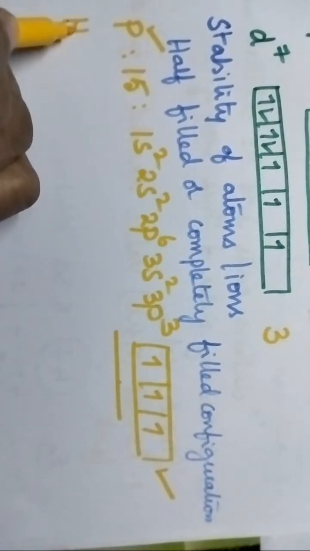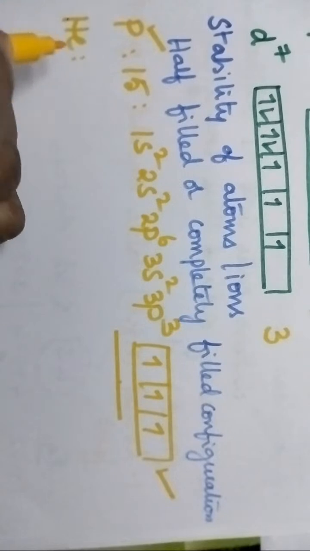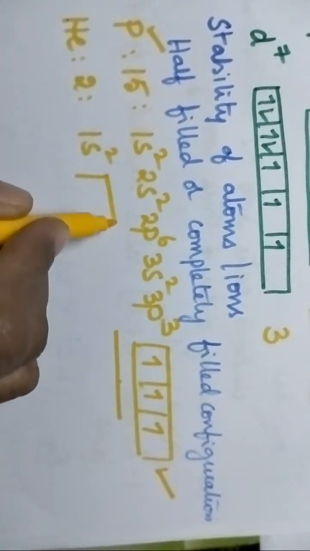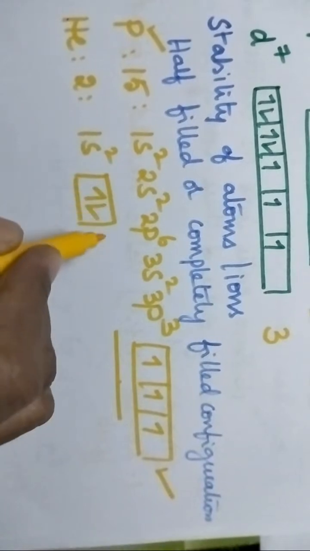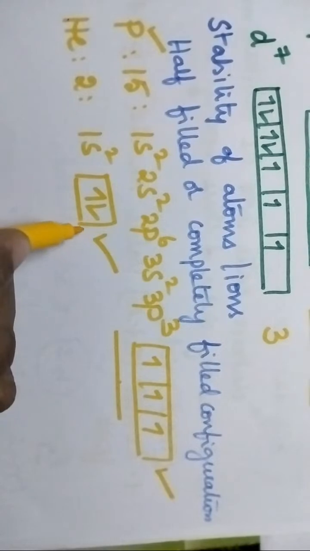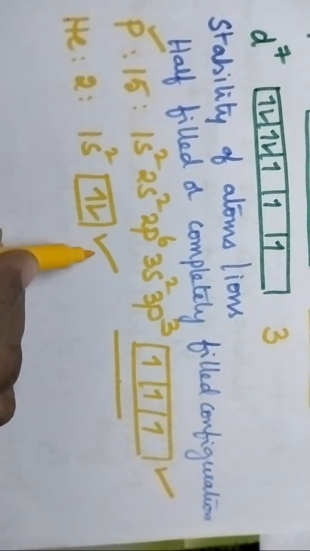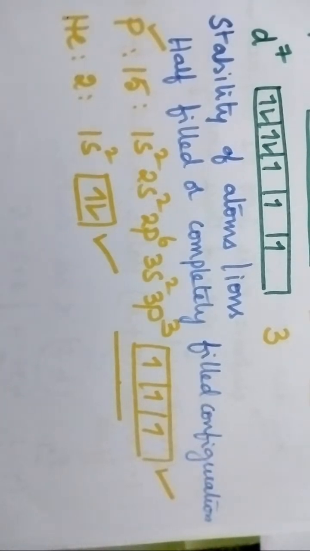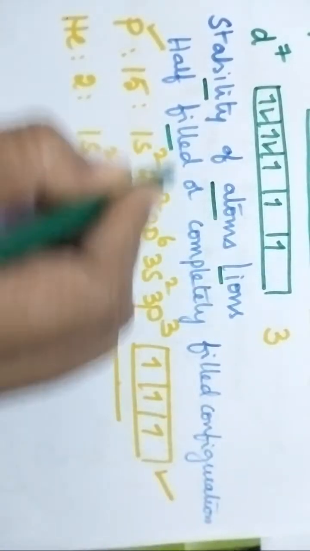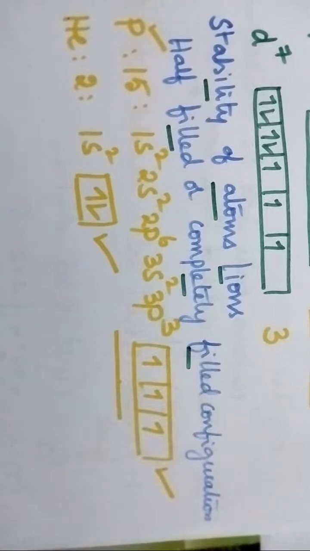And if we consider helium, its atomic number is 2 and its configuration is 1s2 and it is having completely filled configuration, and hence helium is stable because of the completely filled configuration. So in that way Hund's principle is highly useful to explain the stability of atoms or ions having half filled or completely filled configuration.